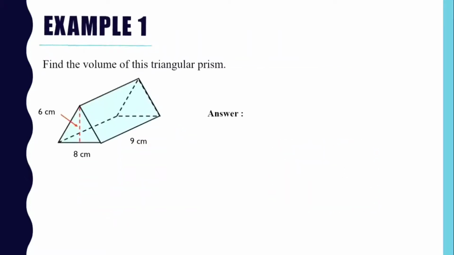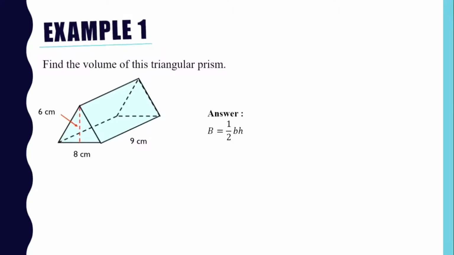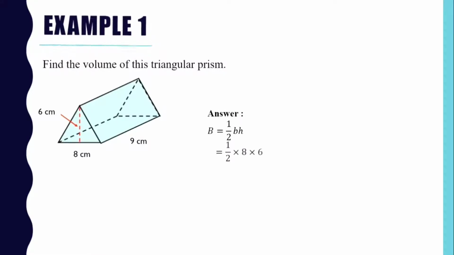Example 1. Find the volume of this triangular prism. The answer: because this is a triangular prism, the base is a triangle. So, the area of the triangle is half times base of the triangle times height of the triangle equals half times 8 times 6 equals 24 centimeters square.